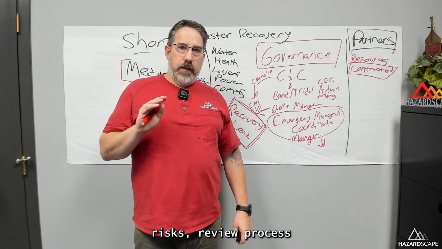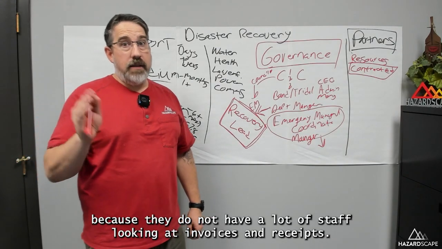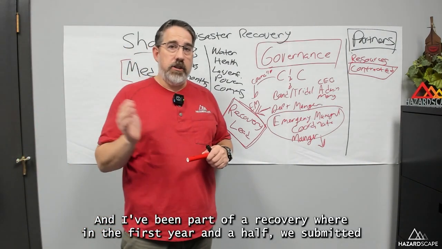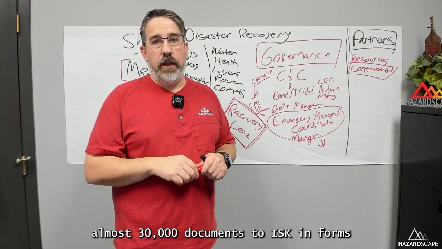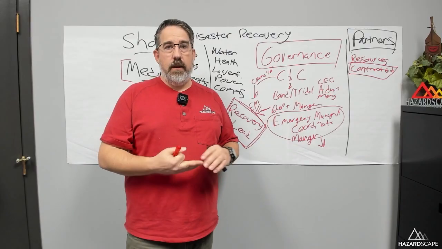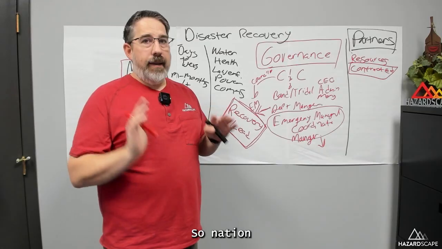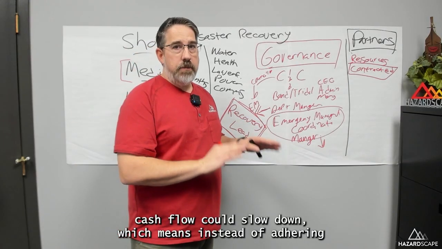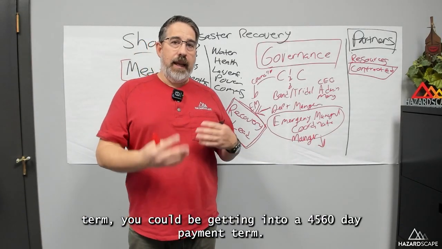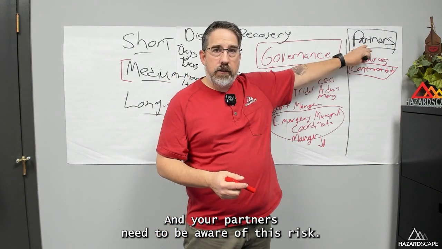ISK's review process can be very slow because they do not have a lot of staff looking at invoices and receipts. And I've been part of a recovery where in the first year and a half, we submitted almost 30,000 documents to ISK in forms of timesheets, invoices, receipts. For ISK to go through that takes a long time. So nation cash flow could slow down, which means instead of adhering to like a 15 or 30-day payment term, you could be getting into a 45, 60-day payment term. And your partners need to be aware of this risk.